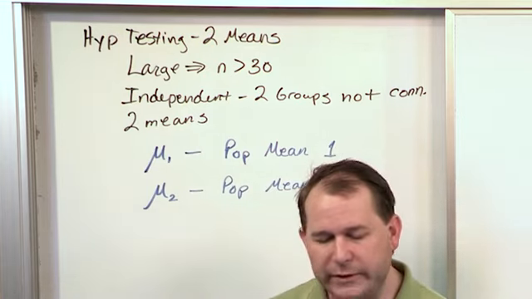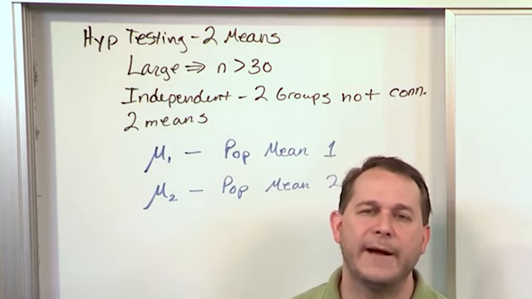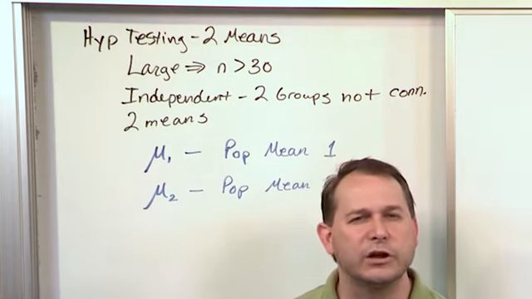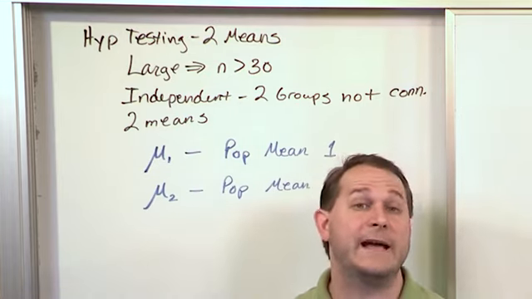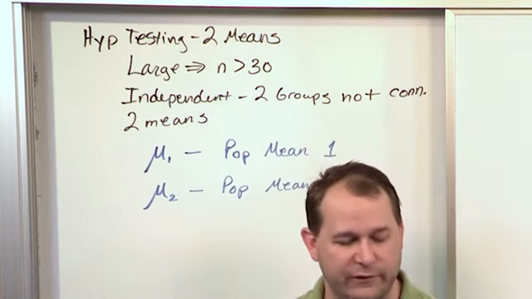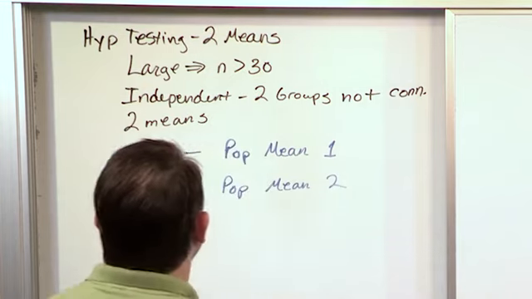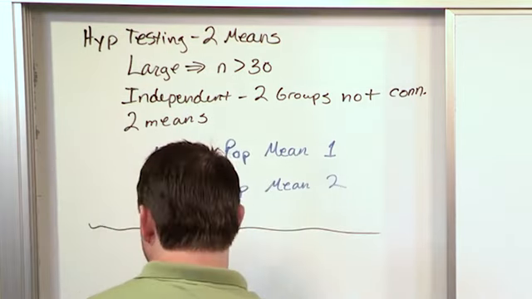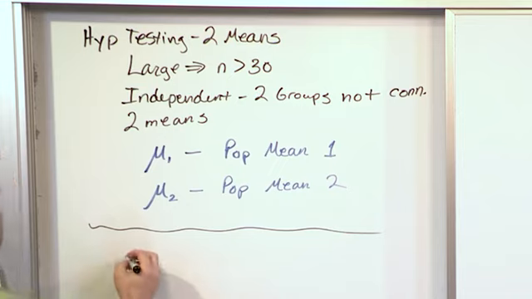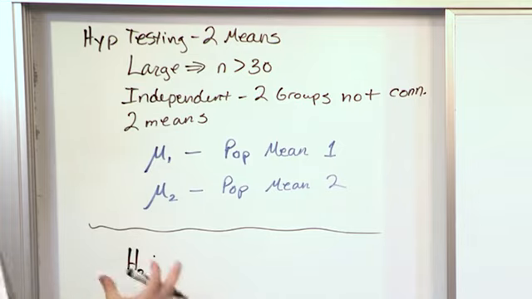Okay? Now, what we need to do next is we need to start talking about these hypotheses that we're going to write down, because they're going to look a little bit different than what we've done in the past, because we now have two means to deal with, not just one. So let's think about the null and the alternate hypothesis. Okay? So a null hypothesis, as you know, is H sub 0. Okay? What if we had two groups of people, or two populations that we're talking about?